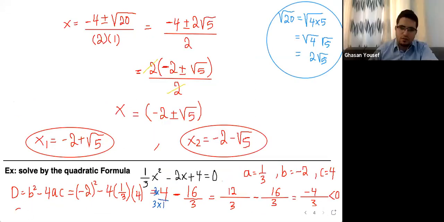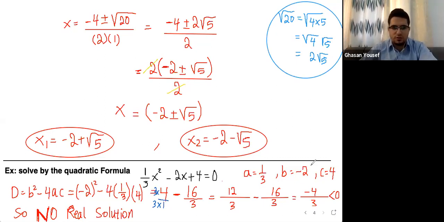So we don't have any solution. No real solution. No solution because the discriminant is less than 0, negative. So no solution for this one.